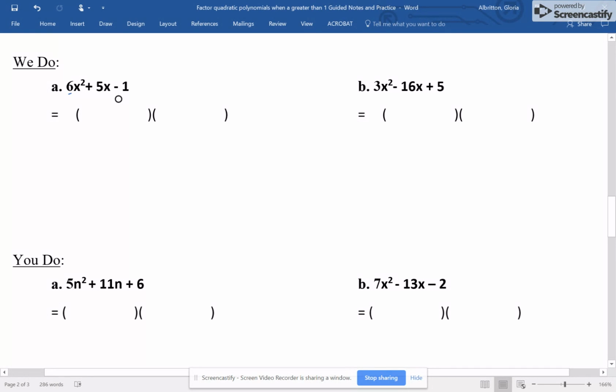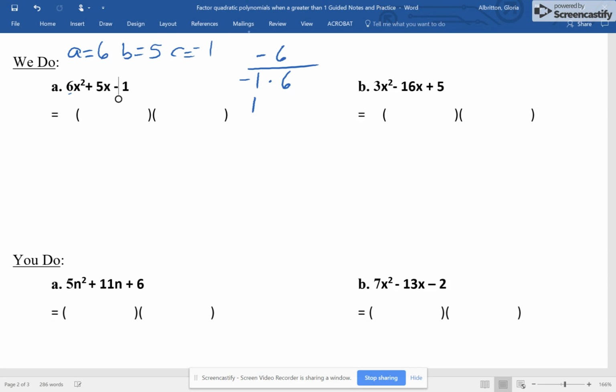For a, 6x squared plus 5x minus 1, let's list our a, b, and c. Here we have 6. b is equal to 5. c is negative 1. Multiply a times c, and we get negative 6. So let's list the factors. Negative 1 times 6. 1 times negative 6. Negative 2 times 3. 2 times negative 3. Now we're looking for the factor pair that adds up to the b value, which is 5. And there we have it. So I can stop right there. So this is the pair that we need to use to break up our quadratic.